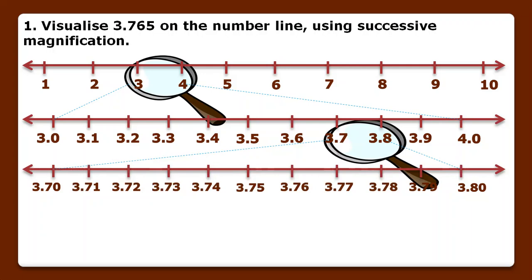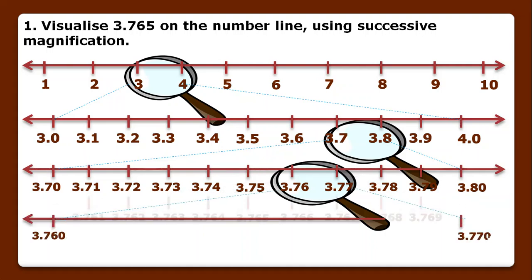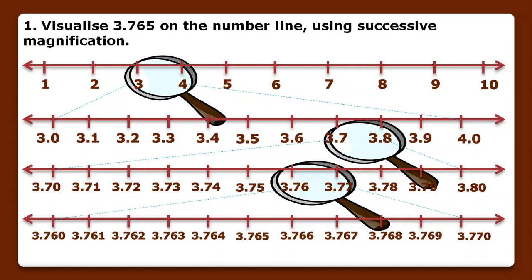Then we'll magnify 3.76 and 3.77 because 3.765 will lie between these two points. We'll expand them and उनके बीच के numbers हम लिख देंगे and finally we'll get 3.765 because हमें इसको ही visualize करना था. So through successive magnification we finally reached our answer.